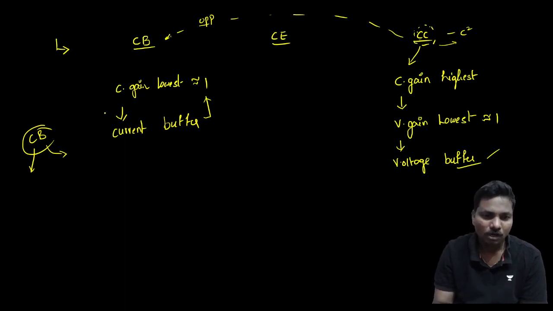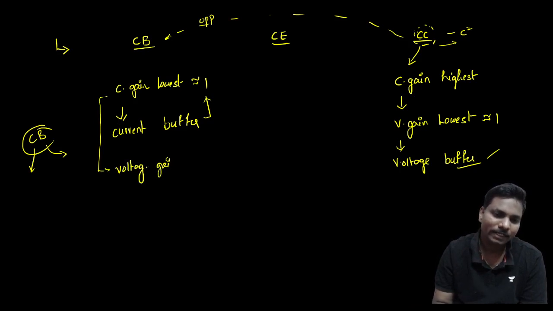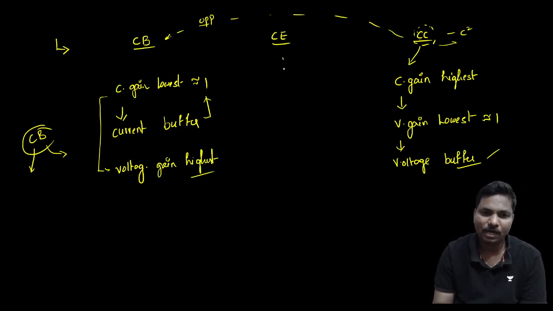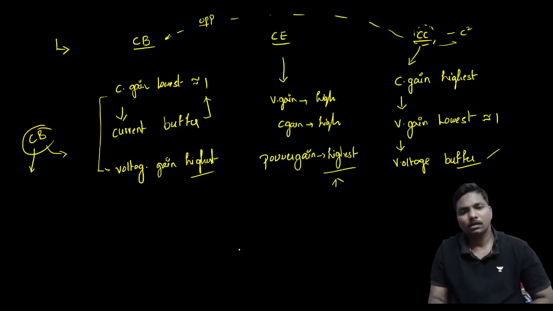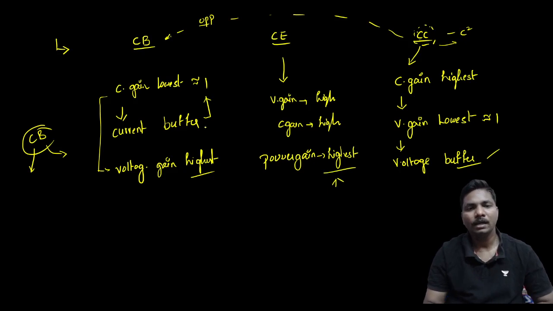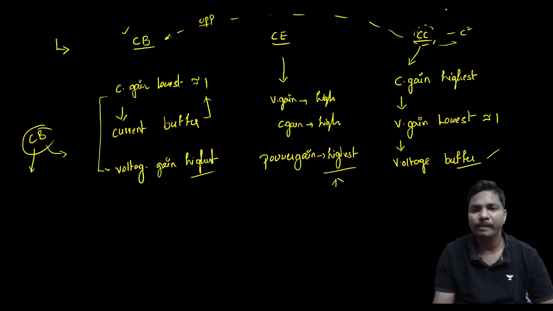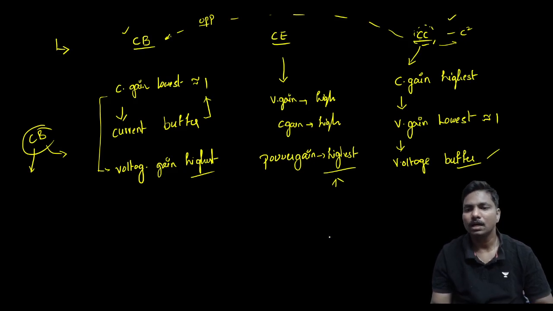Okay. Current buffer. So current gain is lowest means voltage gain highest. Okay. So in case of common emitter, both are high, voltage gain high, current gain high. So both are high in the sense power gain is highest. So that's why in most of the amplifiers, all the audio devices, we are using this type of amplifier. In high frequencies we can go with the common base. In impedance matching, that is last stages, we use the common collector.